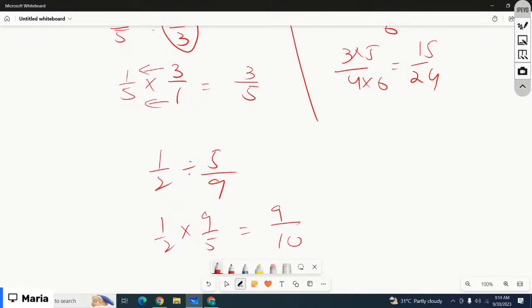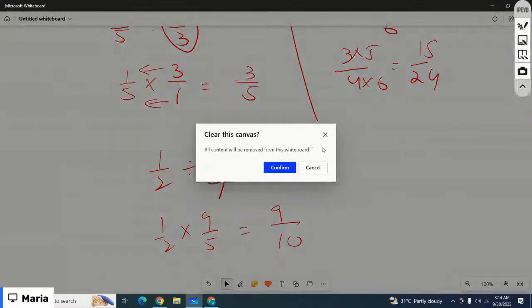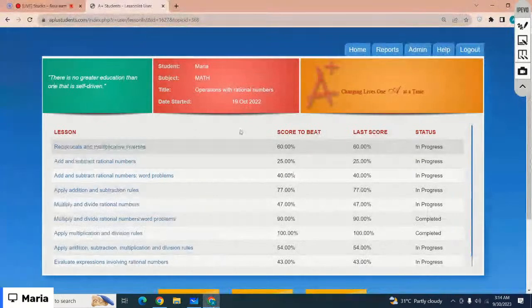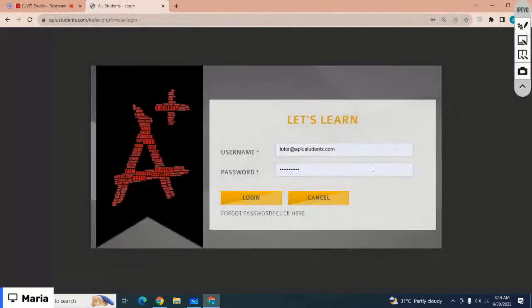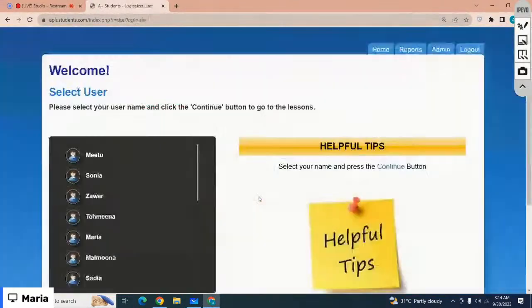Okay, let's start with the practice questions, right? Let's go to A plus and see the practice questions. Okay, very good. Here I am on the chapter operations with rational numbers. Let's start with the first one, reciprocals and multiplicative inverse. Let's do practice questions, right?